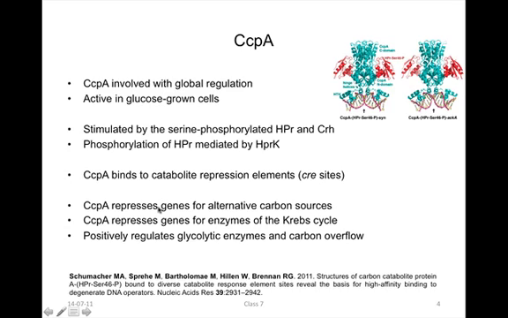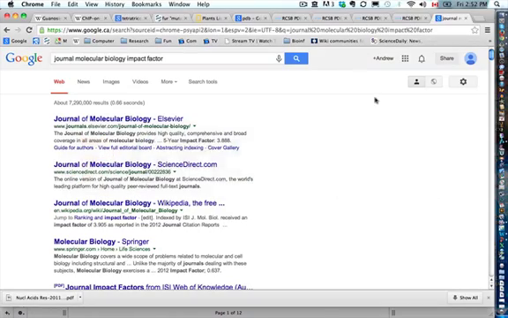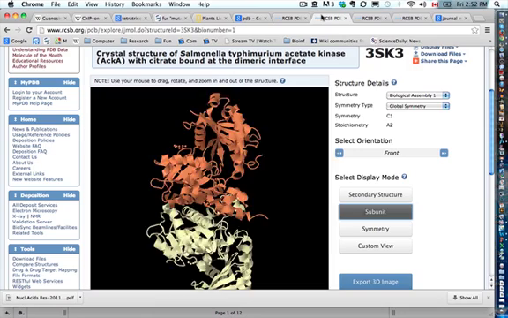And what it does is it represses genes for different carbon sources. Especially in Bacillus, they were talking about the Krebs cycle. And I like this little image here. It shows the CcpA domain, and here's your helix-turn-helix, and this is DNA. This is a really nice picture, so let's take a look at that at Protein Data Bank.